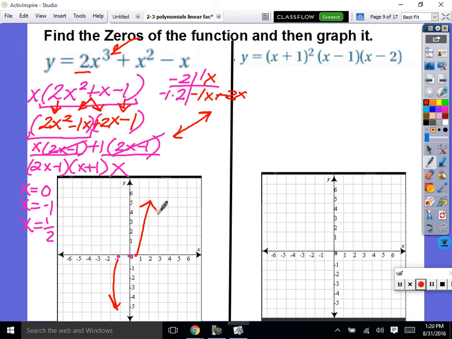Negative 1/2. So I'm going to make an xy chart here. I'm going to plug in negative 1/2. Now we have to plug it in correctly. If we figure out where the function is at negative 1/2, it will be there. So everybody type this in.